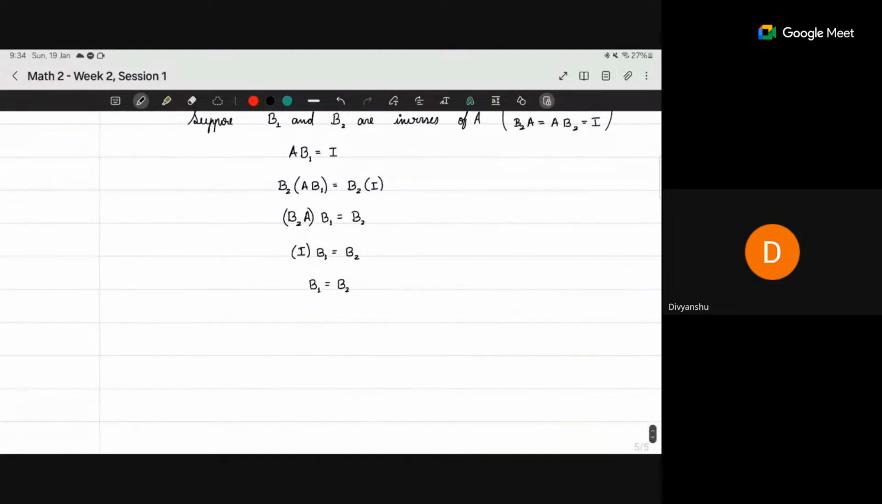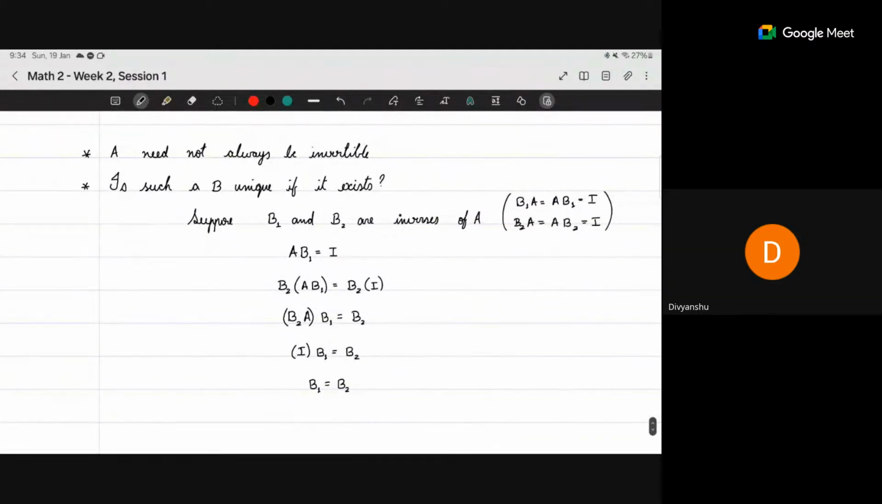Yeah, so it's just some pre-multiplication by the same matrix to get that B1 is equal to B2. So you cannot have two inverses. If there is an inverse, which need not be the case always, it is unique.